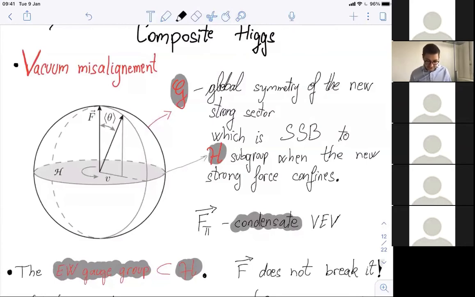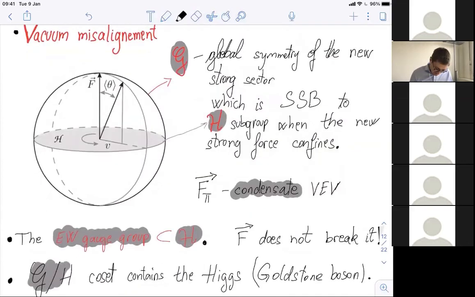So we gauge generators inside H, not G. Remember in technicolor, SU(2) left was gauged. It was part of G. And therefore, the condensate which breaks the chiral symmetry also breaks the electroweak symmetry. Here, no. So the condensate F, which is the confinement of the strong force, does not break electroweak.